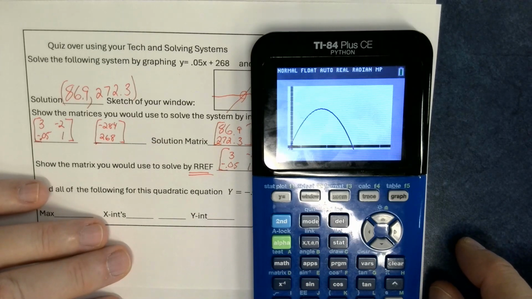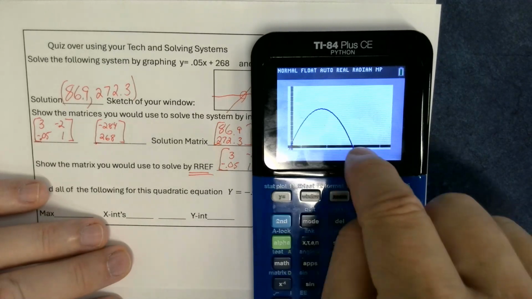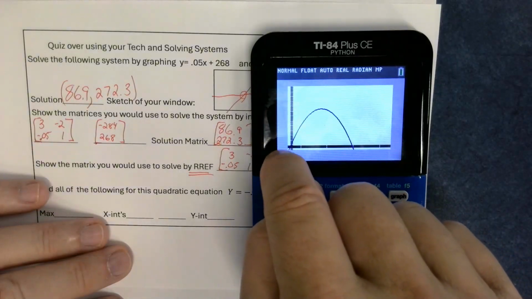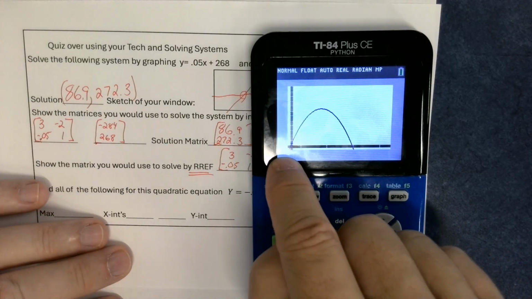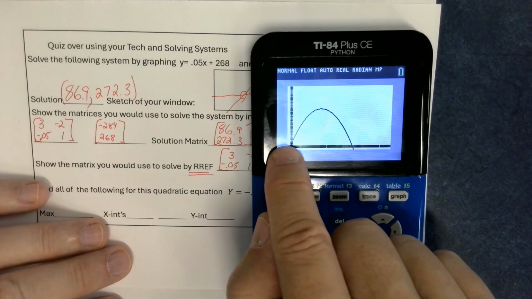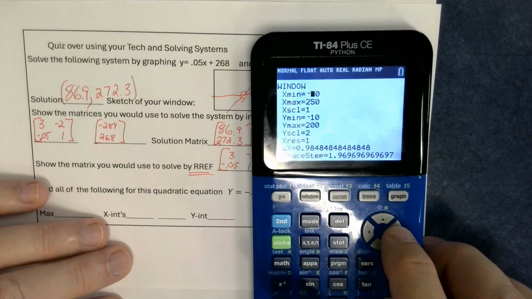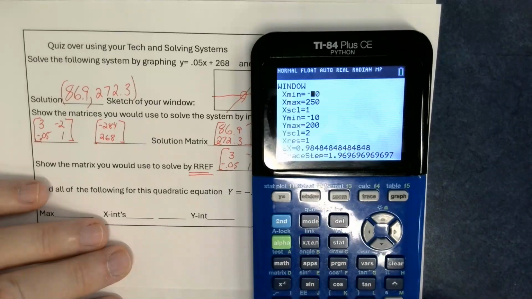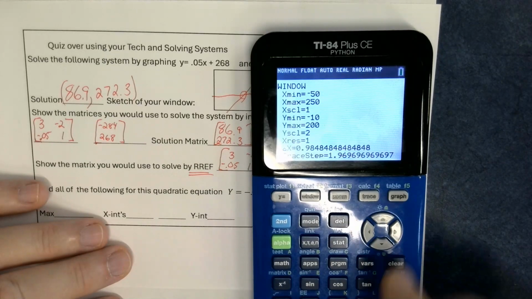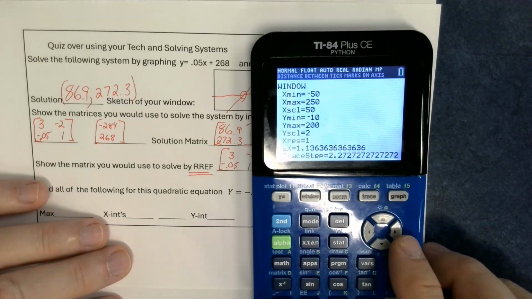Now, some of you have the older calculators, and I would strongly suggest this. I want to see below and to the left a little bit more on this. These are really thick tick marks up and down, so I'm going to change those things too. I'm going to go a little bit further to the left, so I'm going to go -50. I'm going to change my X scale to 50, so it only puts a tick mark every 50.